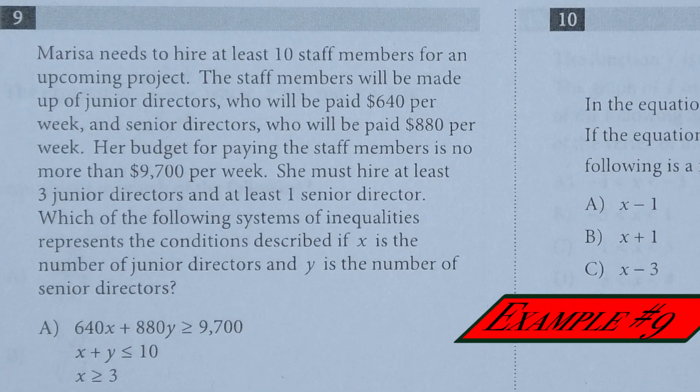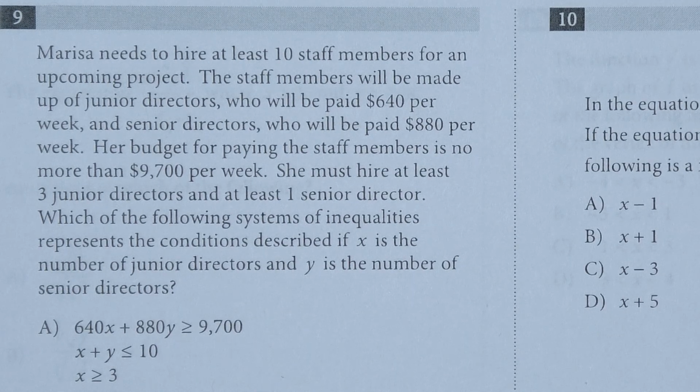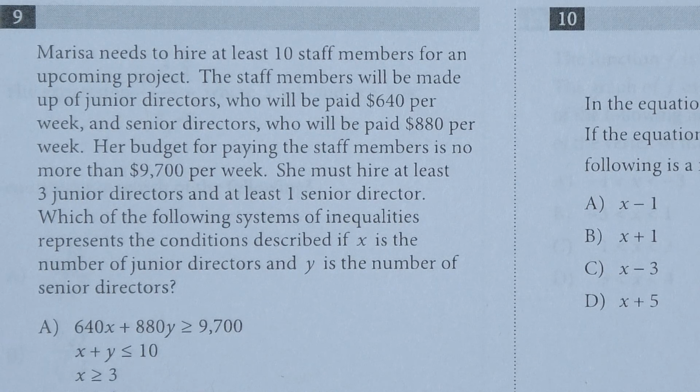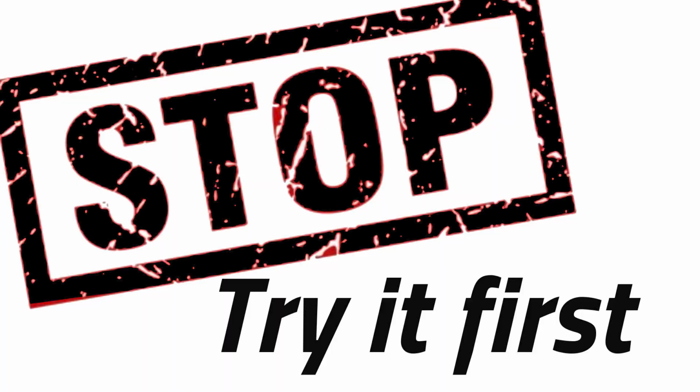Marissa needs to hire at least 10 staff members for an upcoming project. The staff members will be made up of junior directors who will be paid $640 per week and senior directors who will be paid $880 per week. Her budget for paying the staff members is no more than $9,700 per week. She must hire at least 3 junior directors and at least 1 senior director. Which of the following systems of inequalities represents the condition described if x is the number of junior directors and y is the number of senior directors?